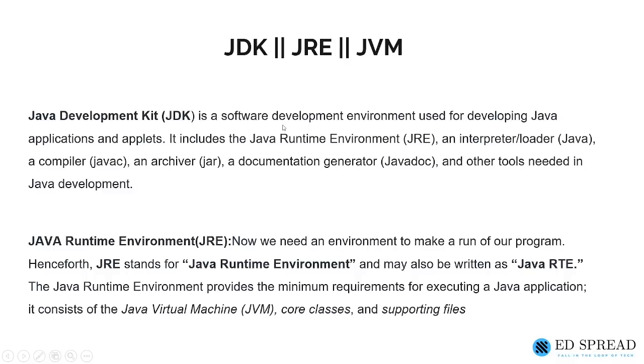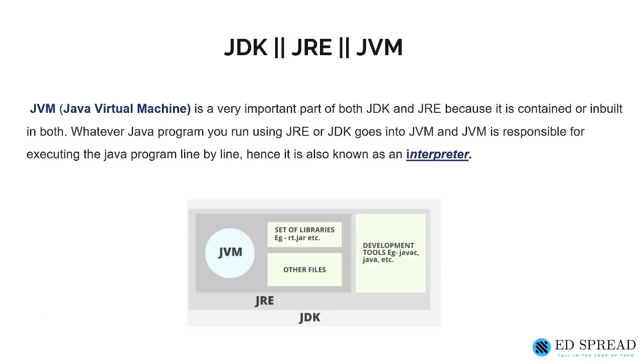Okay. So JDK is nothing but a development environment provided by Oracle, which contains JRE, an interpreter and compiler, jar files, and a documentation generator. And next thing is JRE is an environment which is used to run the code. And what are present inside JRE: JVM, Java Virtual Machine, the core classes, and the supporting files which are necessary for running the code. So these are basically JDK and JRE.